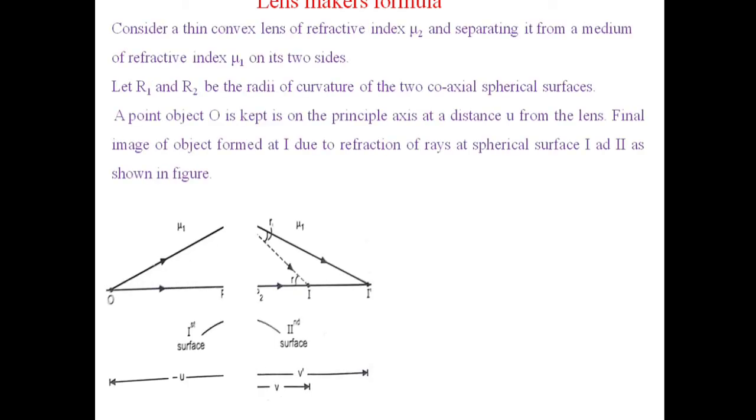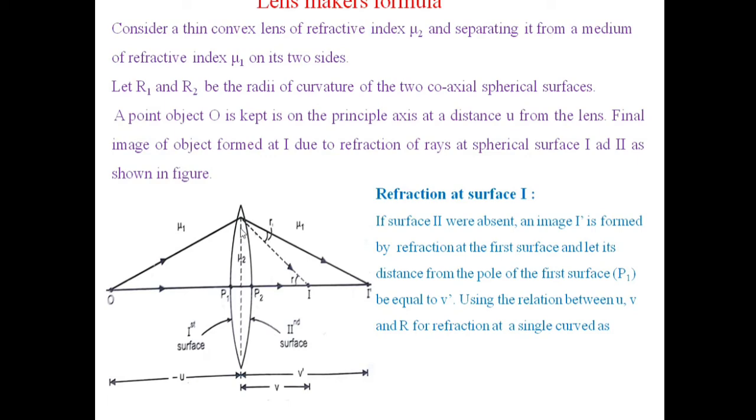Now we'll see the lens maker's formula for a thin convex lens. Consider the thin convex lens of refractive index mu2, which is surrounded by a medium of refractive index mu1 on its two sides. Let R1 and R2 be the radii of curvature of the two coaxial spherical surfaces. A point object O is kept on the principal axis at a distance of u from the lens. The final image of the object is formed at I due to the refraction of rays at the first and second spherical surfaces.